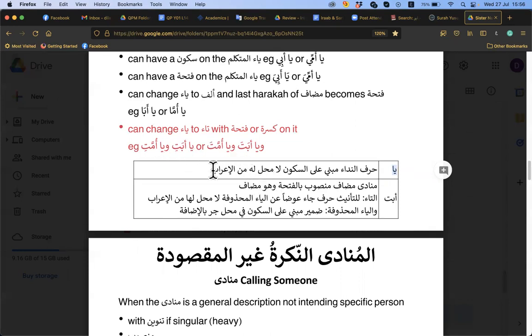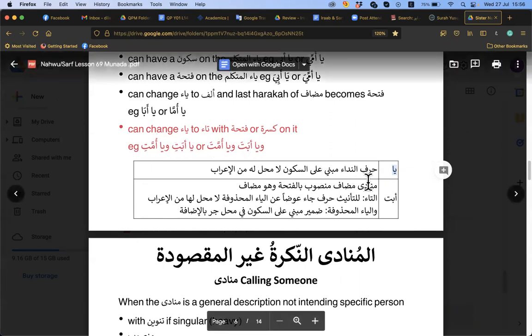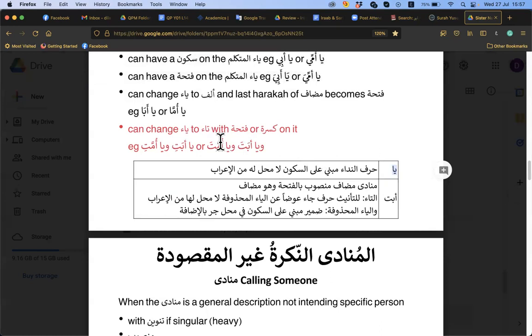Then the ta part that we add: if it is fatha, then it's abata. We are talking here about the munada mudaf, which is the abba part, the umma part. It's all abba, umma. So it is all mansub, even though it's the mudaf part. It is mansub bil fathah, all of them. Only the ta can change, ta and ti.